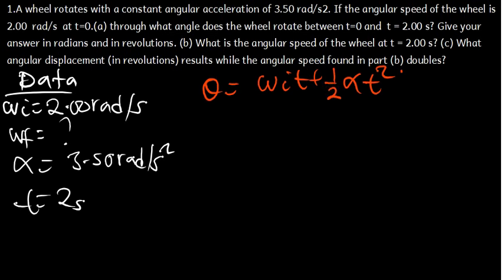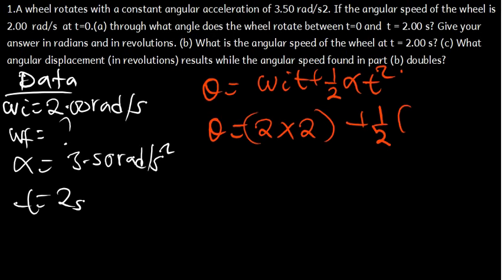Because I have everything here. So the time in between 0 to 2 is going to be just 2, because 2 minus 0 is going to be 2. Okay? So I'm going to have theta equal to the angular speed, which is 2, times the time, which is also 2, plus half the angular acceleration, 3.5, times the time, which is 2. Now we have to square it.